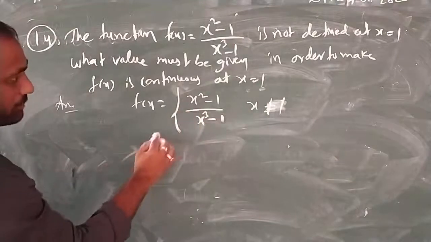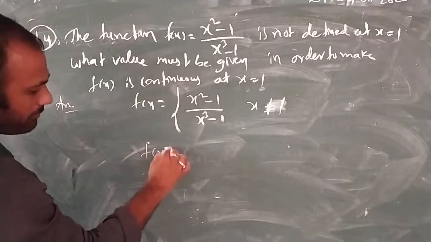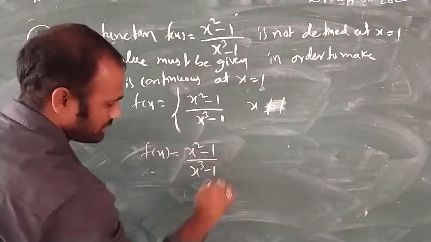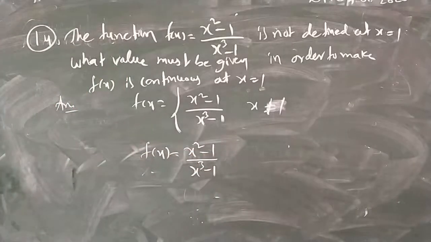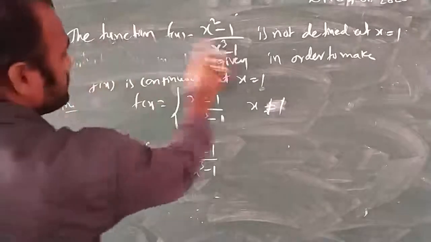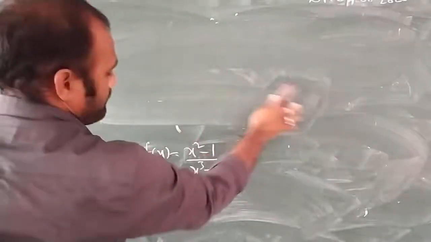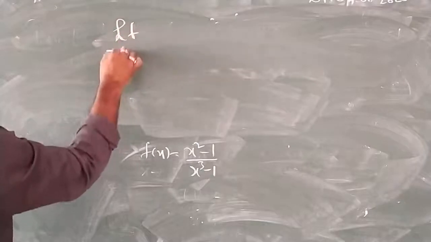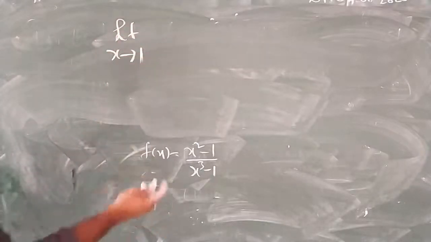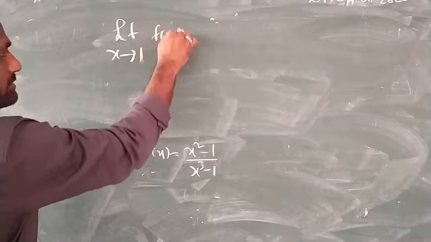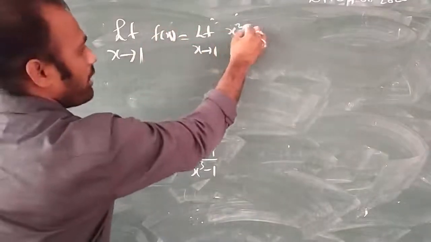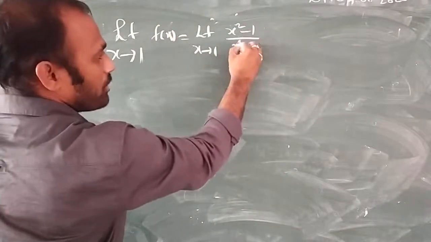So let us take the function first. f of x is equal to x square minus 1 by x cube minus 1. Let us apply the limit first. Limit x tends to 1. Why am I applying 1? Because the value is 1. f of x is equal to limit x tends to 1 of x square minus 1 by x cube minus 1.